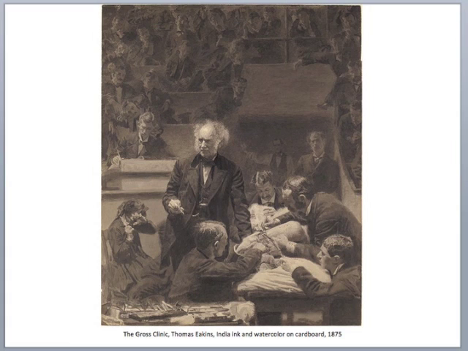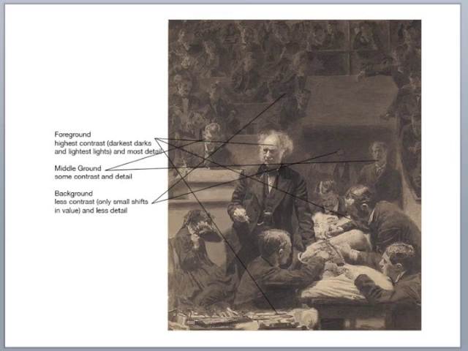The next slide I have shows that in a diagram. Darkest darks, lightest lights, most detail here, and the figure, and these implements here. Middle ground, looks like this guy's a stenographer or something. Then we have this other person. So these two figures have less detail, less contrast than the foreground, but still more so than the background, which has very small shifts in value.